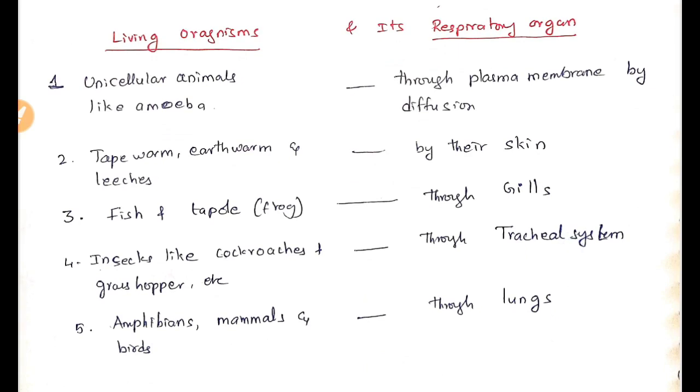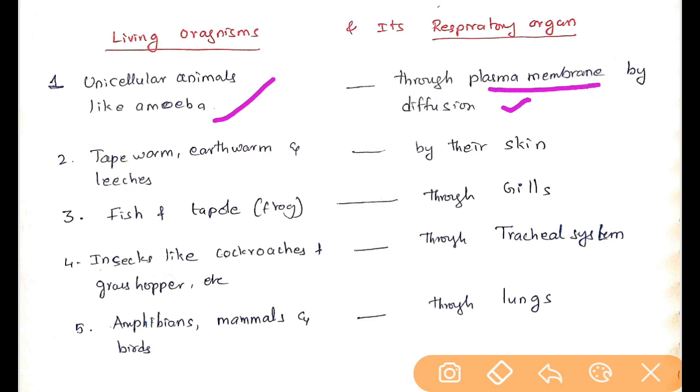Okay, what are the different respiratory organs and systems in different living organisms? Here we can see for unicellular animals like amoeba, the respiration takes place through the plasma membrane by the process of diffusion, friends. In tapeworm, earthworm and leeches, respiration takes place through the skin. The gas exchange takes place through the skin, friends.